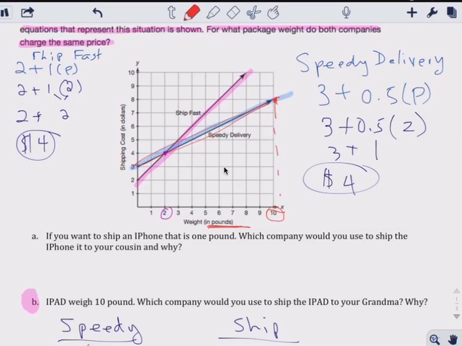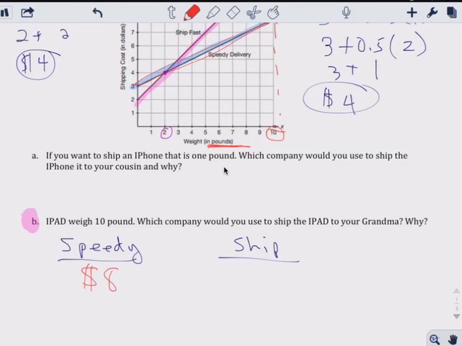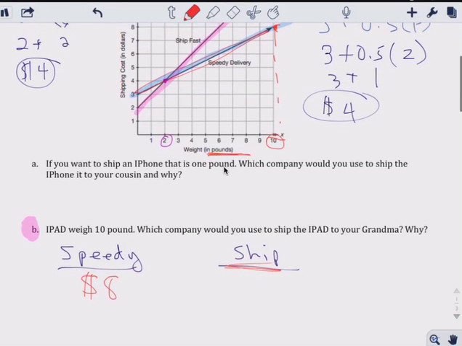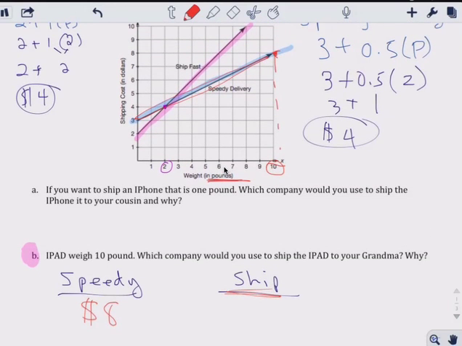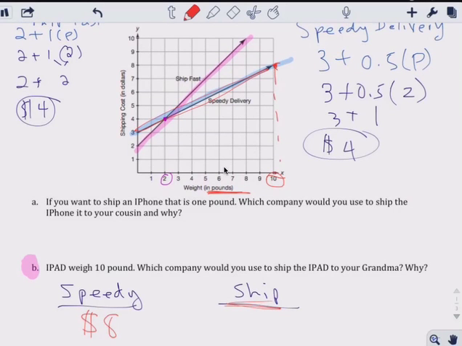That's $8 per pound. $8. So for 10, wait, what would you do to find 10 pounds? Oh, we're looking for 10 pounds, and then you're going to go up. That's for Speedy. So this line is for Speedy. We're wanting Ship Fast.